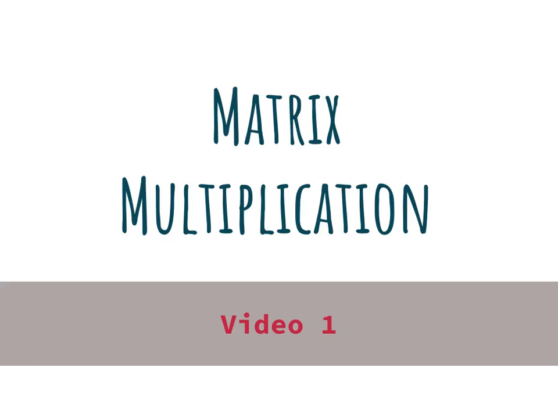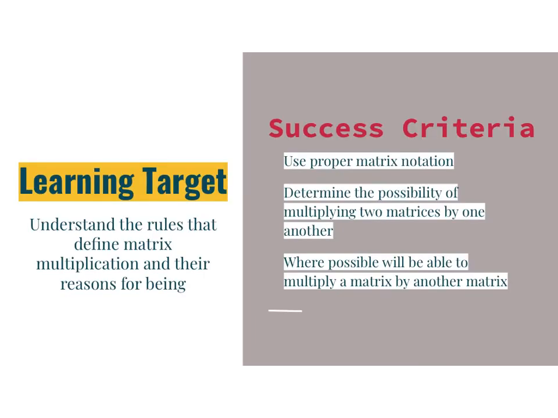Today I'm going to talk about matrix multiplication, and our learning target for today is going to be to understand the rules that define matrix multiplication and their reasons for being. And in order to be successful at that learning target, we need to continue to make sure we're using that proper matrix notation. We're going to determine the possibilities of being able to even multiply two matrices together. And if it is possible to multiply those matrices together, we're going to actually know how to multiply those together.